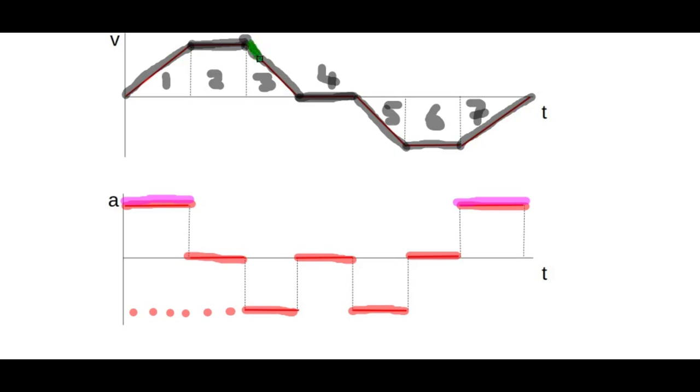Region 3, negative slope. Region 5 is a negative slope as well. So these are negative acceleration. So what that means is region 3, slowing down in the positive direction, is negative acceleration. Region 5, speeding up in the negative direction, is also negative acceleration. And the remaining parts are all 0 acceleration. That means their slopes on the velocity versus time graph are 0.